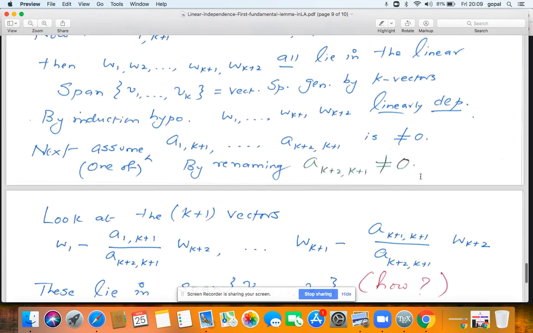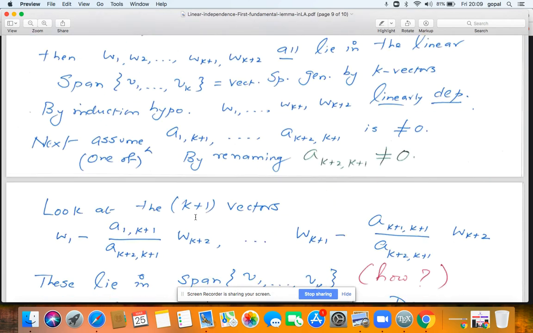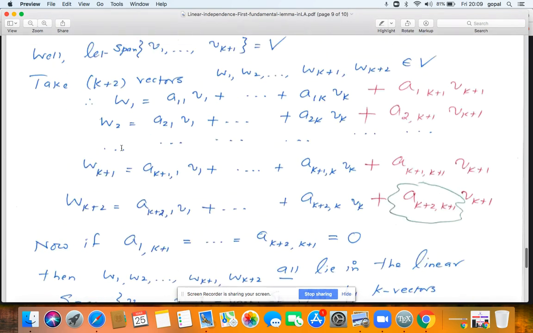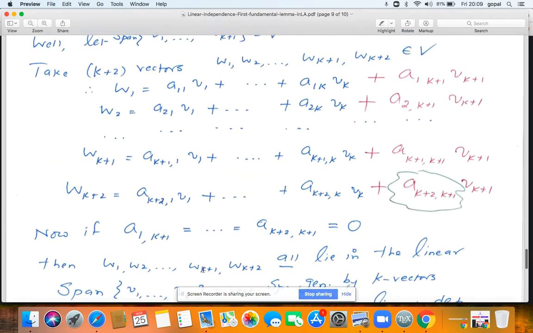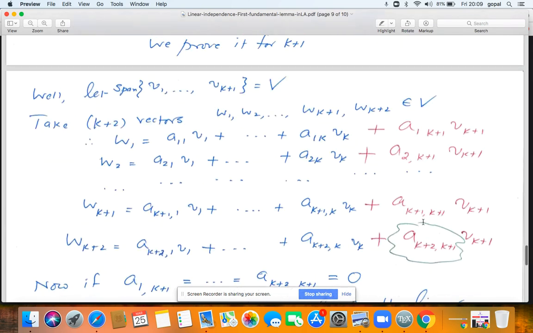How do I do that? I'm going to form a new set of k plus 1 vectors. w1 minus this wk plus 2, I'm going to divide by this coefficient ak plus 2 k plus 1, and I'm going to multiply by this coefficient a1 k plus 1, and I'm going to subtract. So w1 minus a1 k plus 1 upon ak plus 2 k plus 1 wk plus 2. What will happen? This red term will disappear. Right?